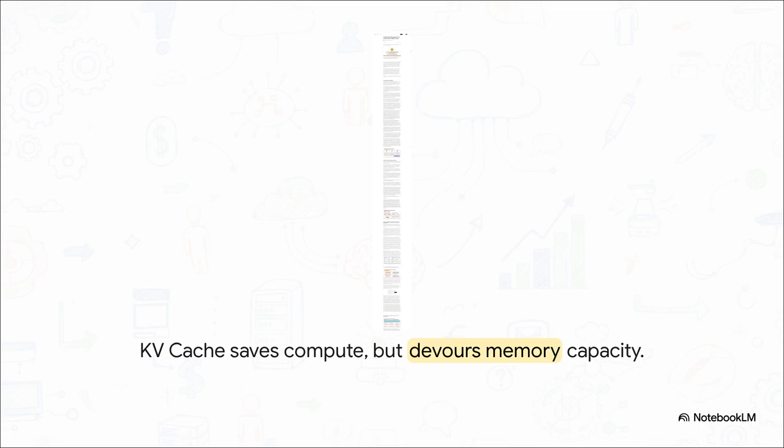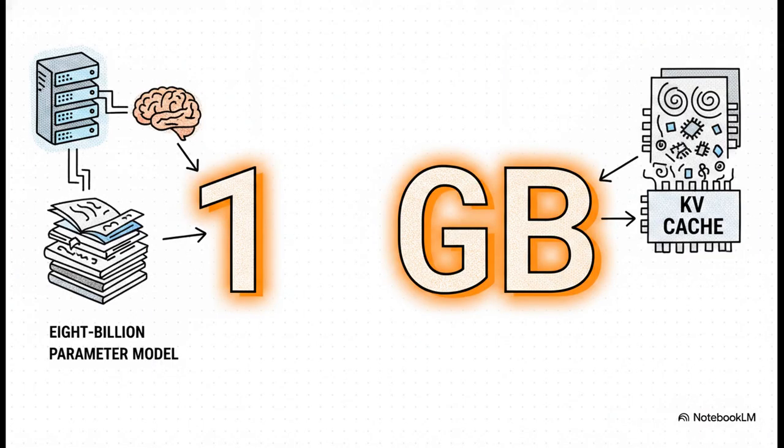Memory capacity gets practically devoured by this caching mechanism as the context length grows. Every word stored takes up physical space on the chip's memory, meaning the more context you feed the AI, the less room it has to actually operate. To put that memory hunger into perspective, if you send a request with an 8,000 token context to a relatively small 8 billion parameter model, it eats up an entire gigabyte of memory just for the KV cache alone. 1 gigabyte, just to remember a few pages of text for a single user.